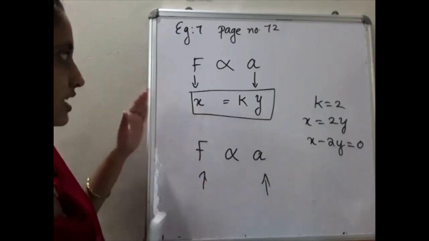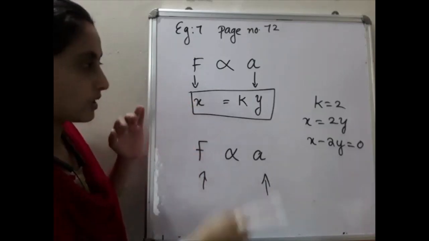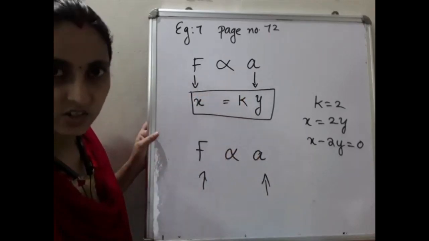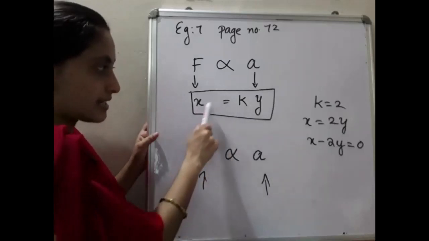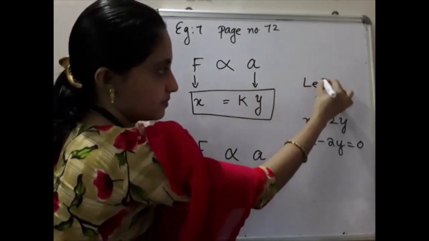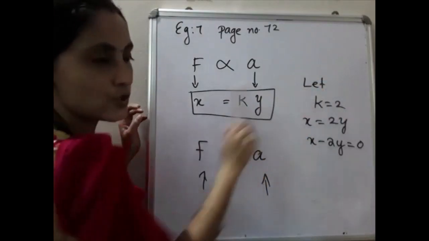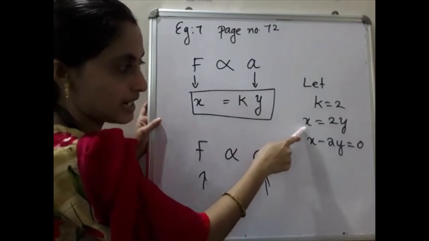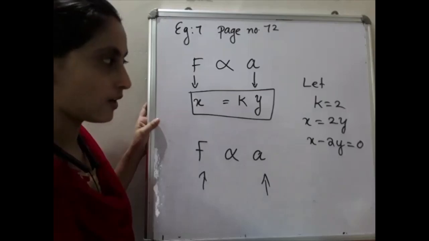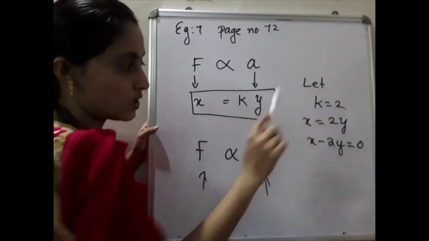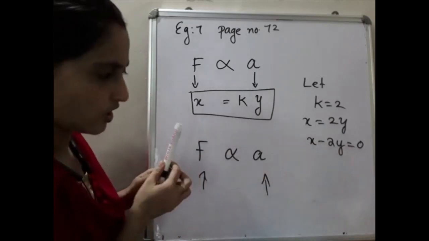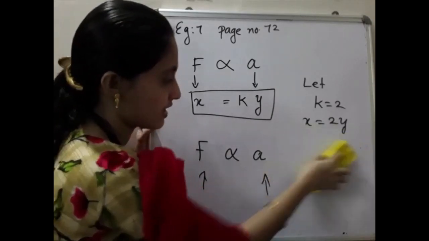So what you have to do is write in the right side of the notebook: let x represent the force applied and y represent its acceleration. The next line, x is equal to ky. Then let k is equal to 2. So our equation becomes x is equal to 2y. You can choose any number for k. You can choose 2, 3, 4, 5 or any number. Okay. So x is equal to 2y, that is x minus 2y is equal to 0. Or this much is enough. x is equal to 2y, you can easily find.